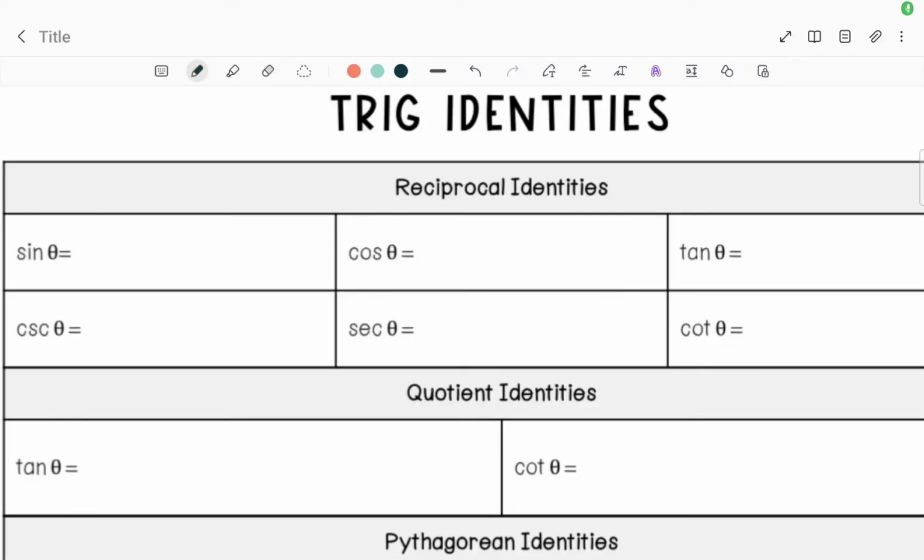Today we're going to look at some trig identities. As you watch this video, make sure you keep up on the notes, or you can use this to look back at.